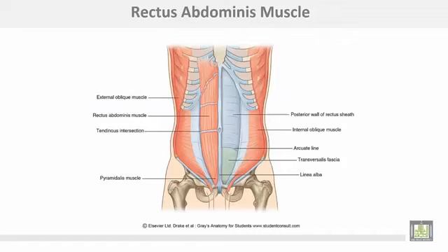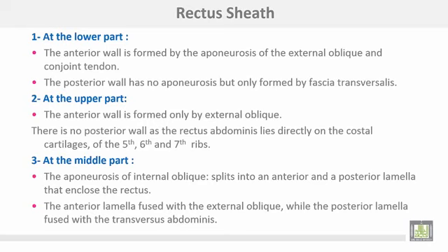This figure shows the rectus abdominis here inside the rectus sheath, subdivided by tendinous intersections, attached to the anterior wall of the rectus sheath but separated from the posterior wall.